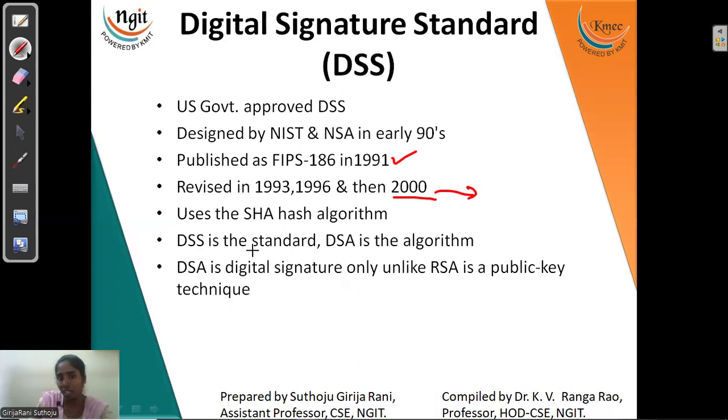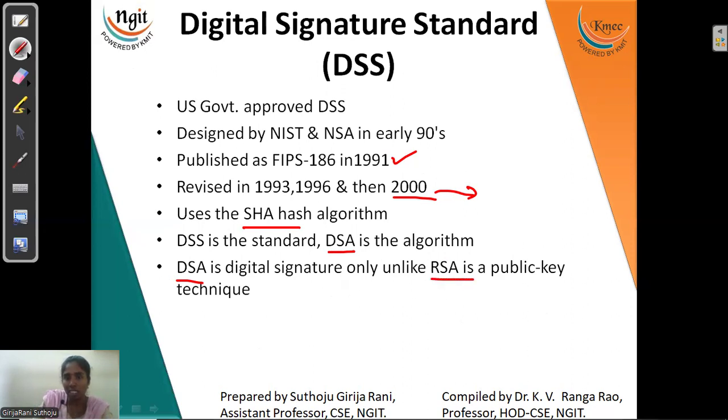The name of this algorithm is the Digital Signature Algorithm. The hash function utilized is the SHA hash function algorithm. Now, we are saying that DSA is only a digital signature algorithm, because it cannot perform the encryption and decryption procedure with the public and private key combination.